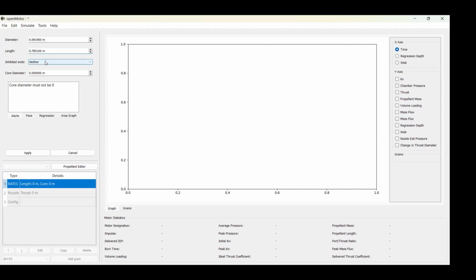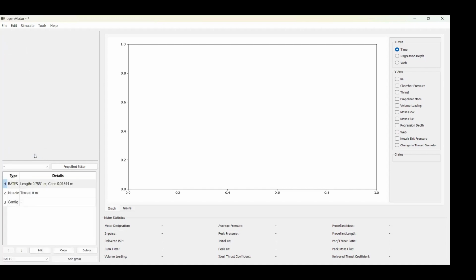No uninhibited ends, so we're gonna leave that alone. And then the core diameter is 0.01844 meters. We're gonna apply.